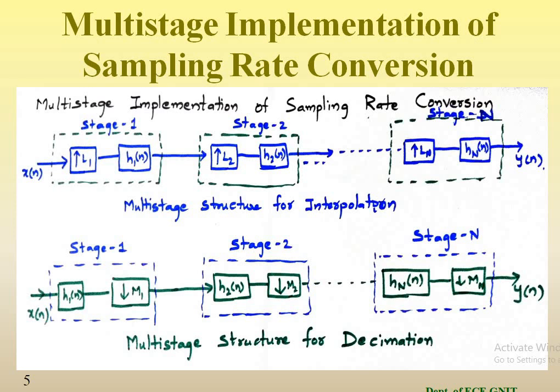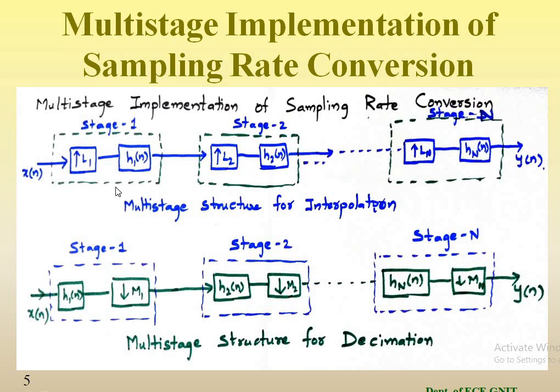So let us start with the multistage structures for interpolation. In interpolation, if the sampling rate multiplication factor L is very large, then L can be expressed as a product of positive integers L1, L2, L3, and so on until Ln. The interpolations by L1, L2, and so on until Ln are implemented separately, and the overall interpolation is obtained by cascading the n stages of interpolation as shown in the figure.